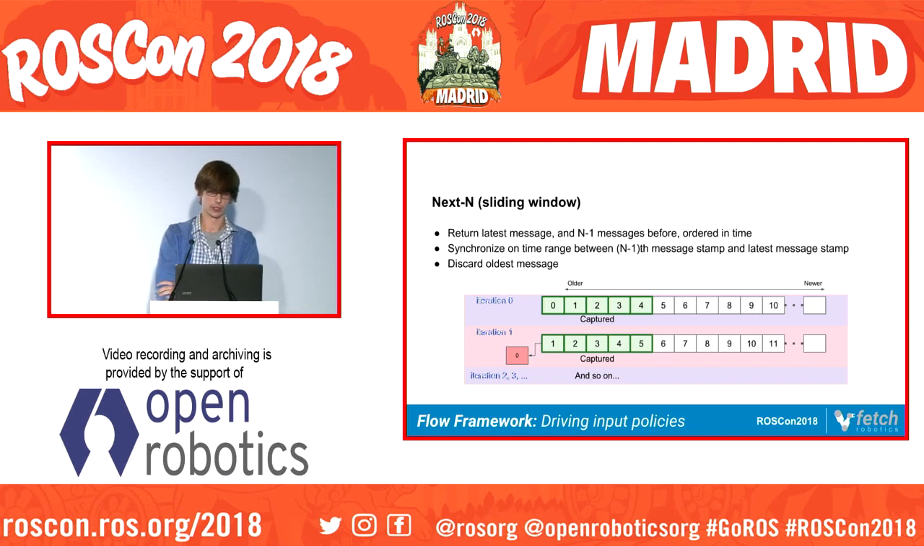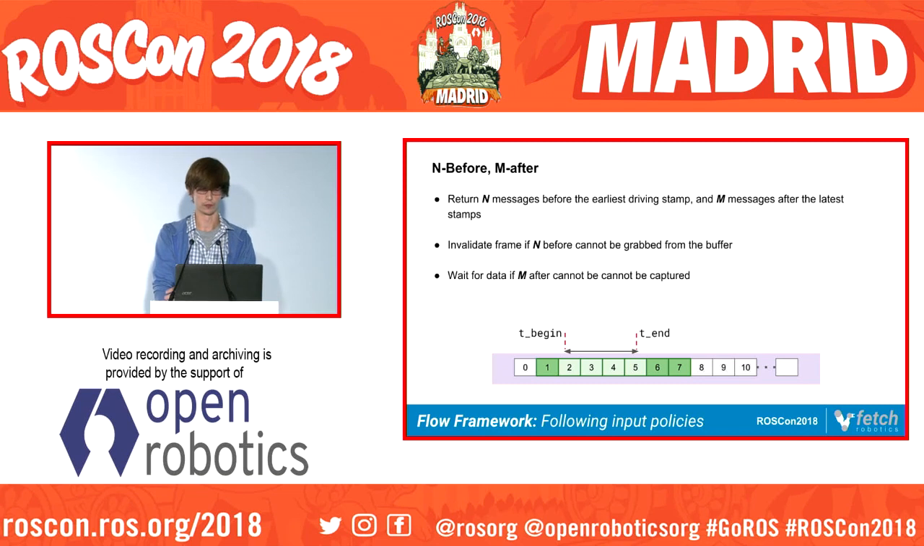So to go into some details about what these policies actually look like, for the most part, our driving input policy looks something like a sliding window where we're connected to a single topic from a single source. So we're getting things pretty much in order all the time. And we're pulling off the first n messages, and we're using that as our captured data. And then when we're done with it, we'll dump the oldest message.